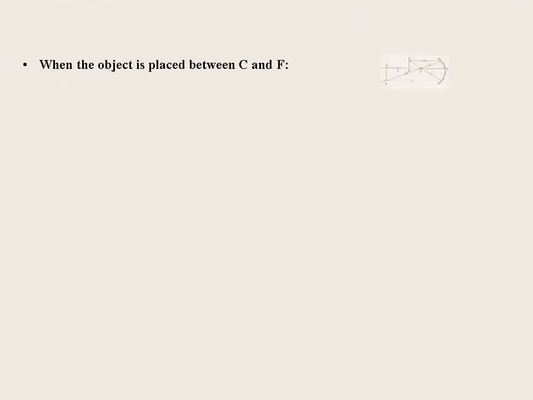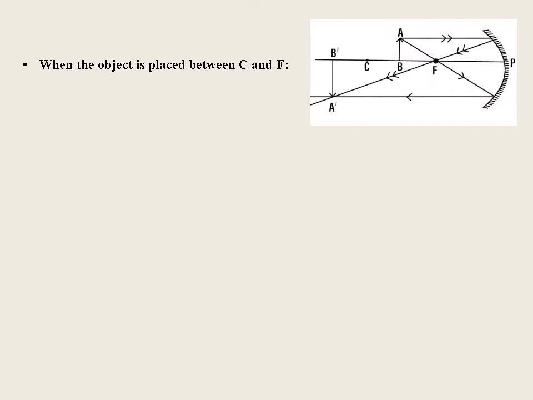When the object is placed between C and F, let us consider a ray of light coming from the object parallel to the principal axis, while another one passes through the focus. In such a case, the image AB is formed beyond C and is real, inverted, and enlarged.